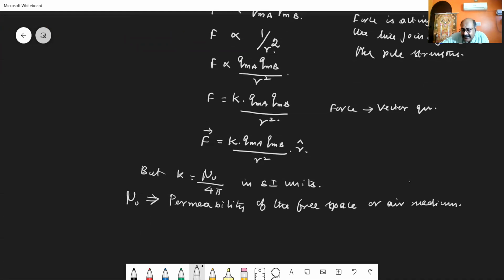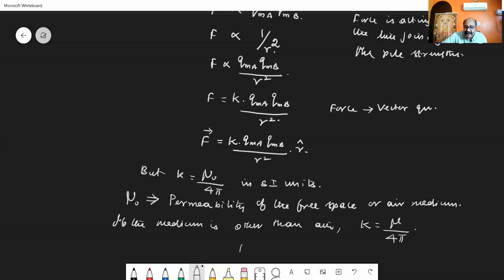See, if the medium is other than air, then what will happen? If the medium is other than air, then the value of K will be equal to mu by 4 pi. Then what is the value of mu? Mu is considered to be the permeability of the medium in which the pole strengths are being placed.